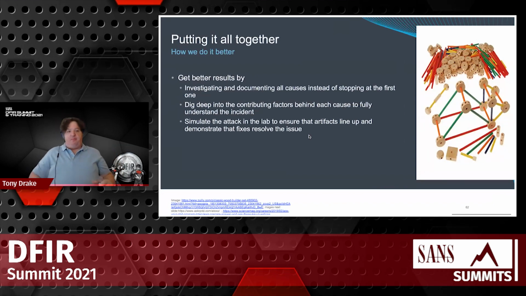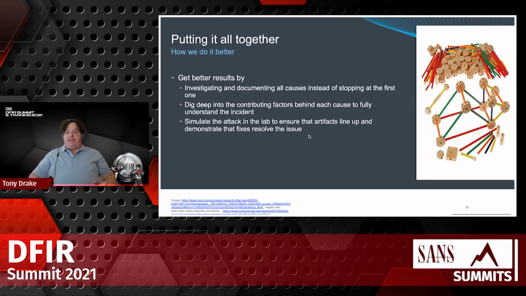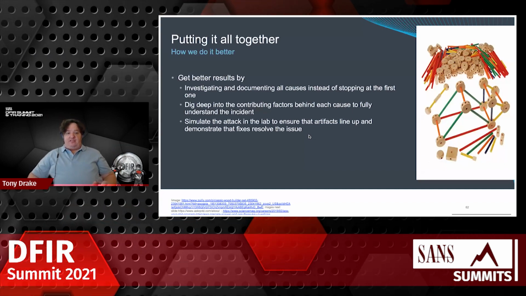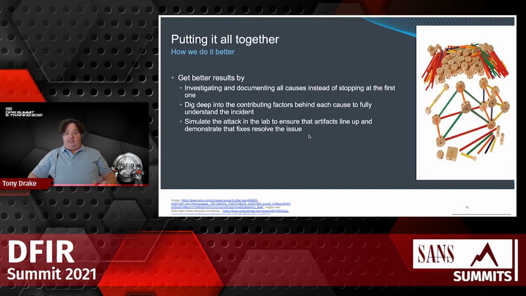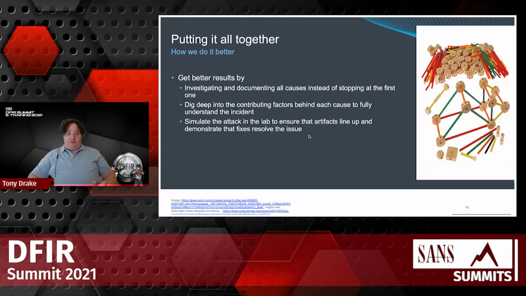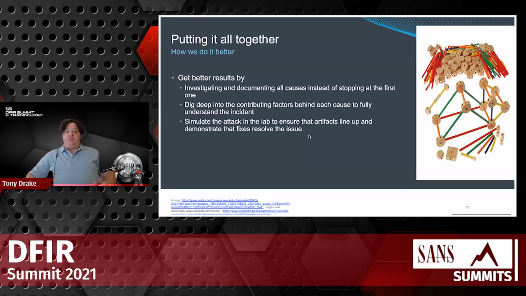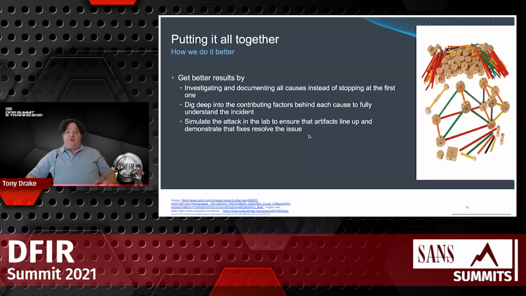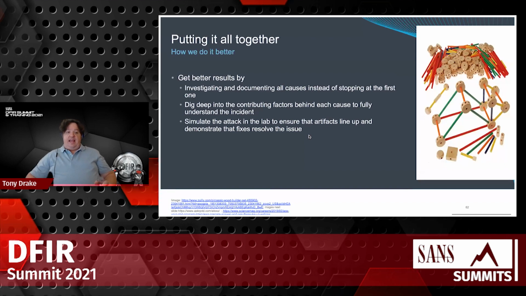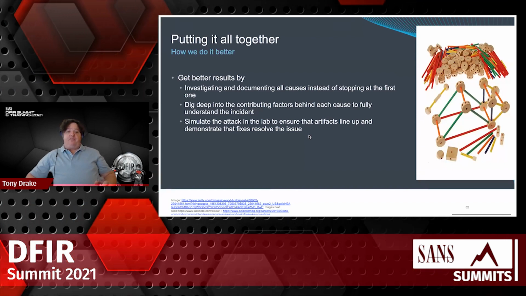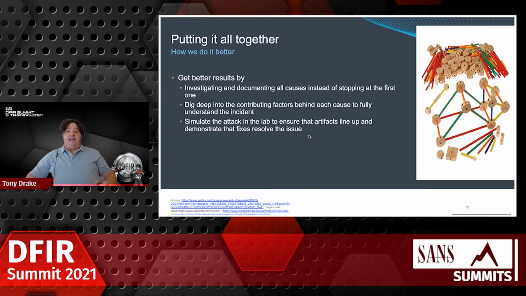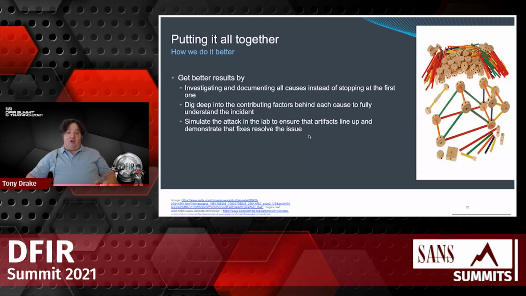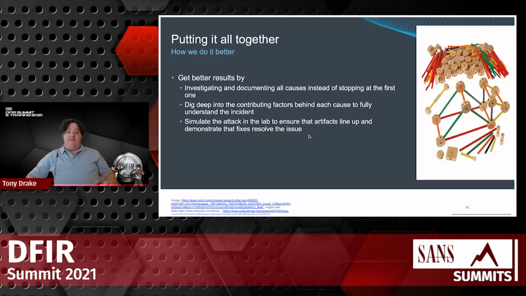So putting this all together, how do we take what the NTSB does and apply it to make better forensic investigations? It's these 3 things. We investigate and document all causes and all contributing factors instead of the first. We dig deep into each of those factors to fully understand the incident, the users, the environment, and how they all contributed to cause the incident. And we simulate the attack in the lab to verify that we truly understand how the incident occurred, and we verify that the fixes we are recommending actually solve the issue that caused the incident in the first place.